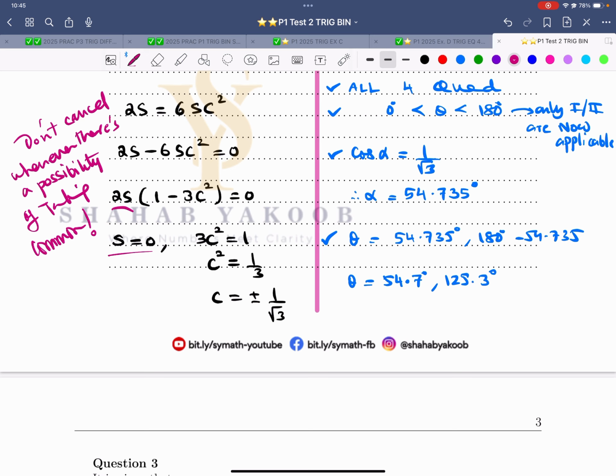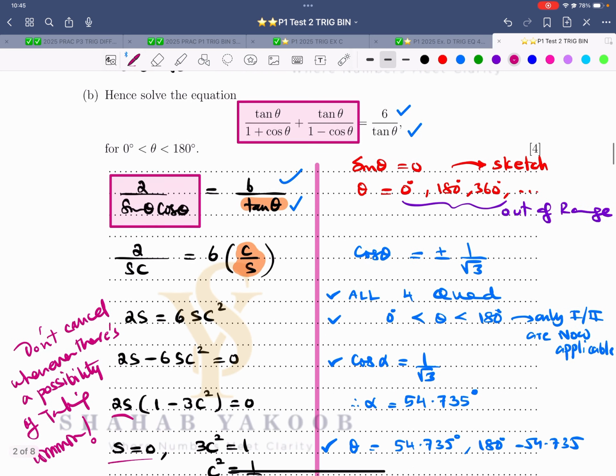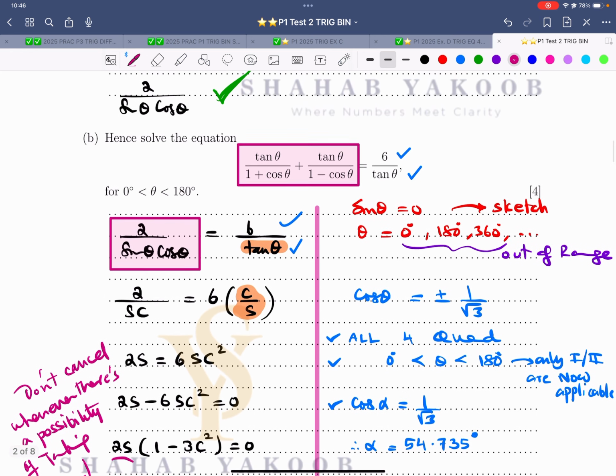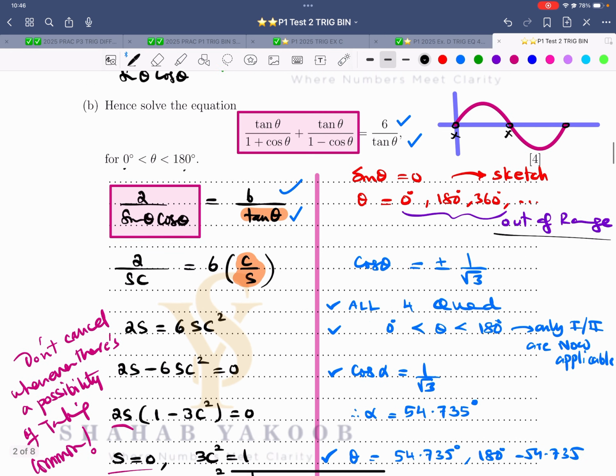So now sine theta is 0, cos theta is plus minus 1 over root 3. Sine theta equals 0. You can draw a small sketch. So let me draw a small sketch over here, just a basic one. And we know that there would be how many cycles? There would be one cycle in 360. So let me just draw it like this, like this and like this. But it so happens that all the values are out of the range. It's between 0 and 180. So 0 is there, 180 is there, 360 is there, out of range, out of range. Therefore, there are no solutions out of this. But you have to show the working.